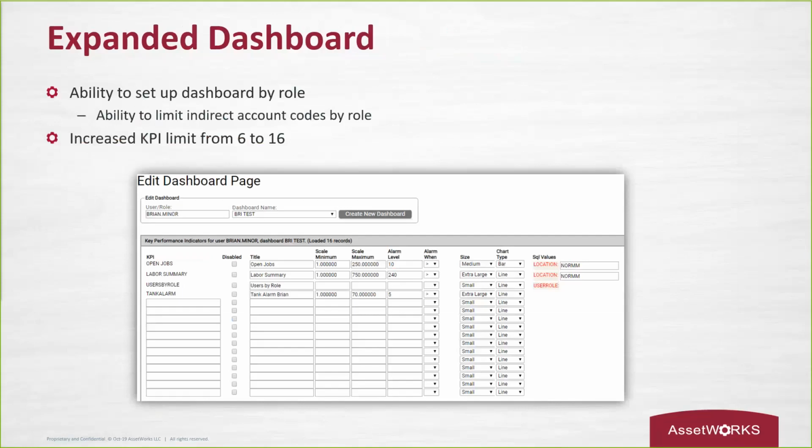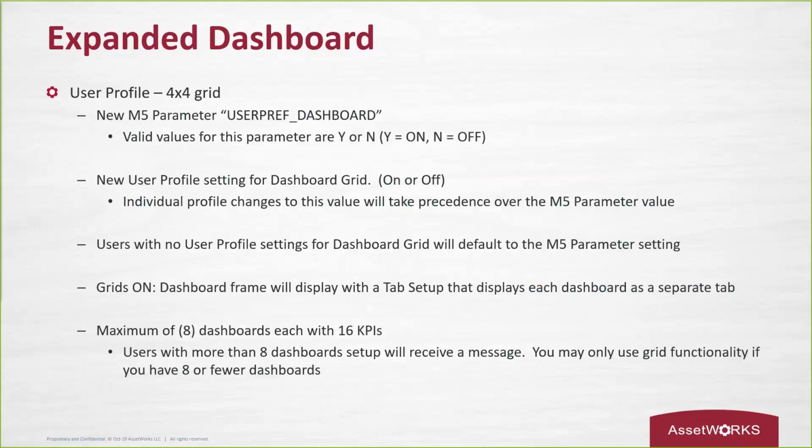Also, we have expanded our dashboard functionality. Previously, our dashboard was set up by application users. Now, we have expanded it to role-based. We also have increased our KPI limits from 6 to 16. You can also set up your 4x4 grid by user profile, or you can do a global setting of an M5 parameter to set it globally for your users. There's a maximum of 8 dashboards, each with 16 KPIs.